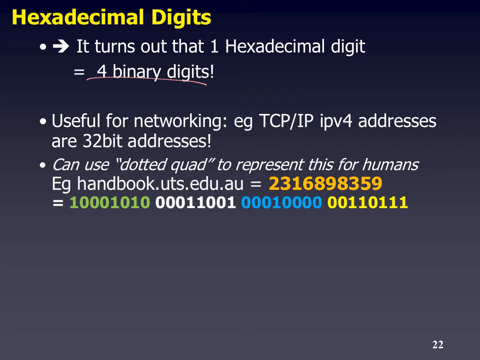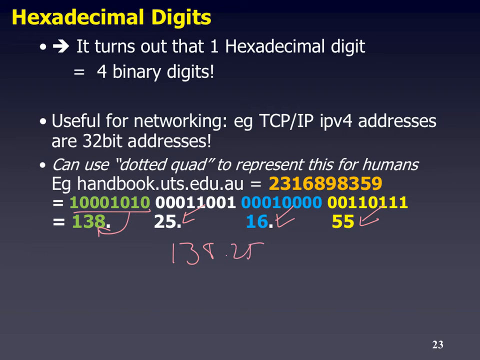I presume you've all done networking at one point. Well, the UTS handbook, its address on the internet is this magic number. A bit too long for me to pronounce off the top of my head. About 2.316 billion. Well, that actually represents, in binary digits, a long sequence of digits, which is pretty hard for us to read. So we can convert that to what we call dotted quad format. So that becomes this: 138, 25, 16, and 55. In other words, the classic 138.25.16.55, that represents the UTS handbook.